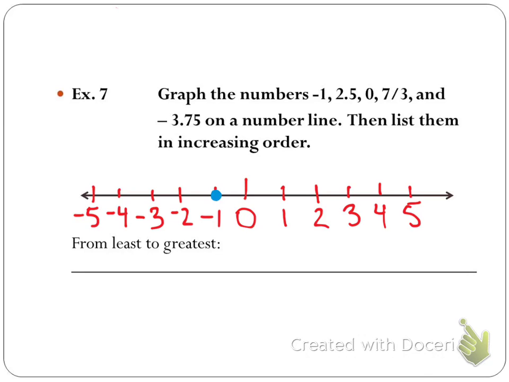All right. So -1 was pretty easy. I can mark that one off. Now I have to graph 2.5. Who can tell me where they think I should put that? Lexi, you already answered. Would you like to answer again? In between 2 and 3. Very good. 2.5 is halfway between 2 and 3. So that is where I would put it.